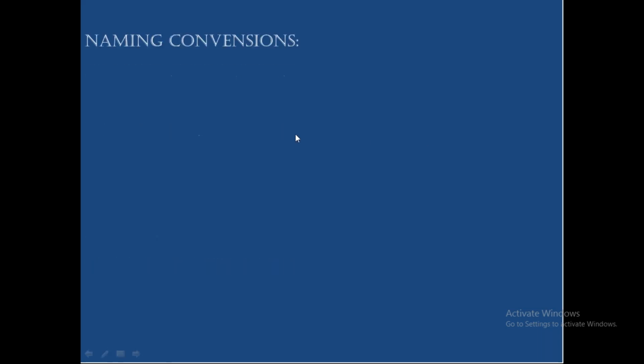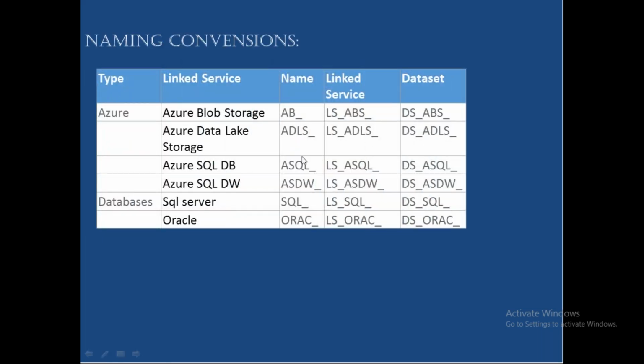Okay. So now you see the naming convention. Suppose if you want to create a linked service for blob storage, ls_azure blob storage. If you want to create a data set for blob storage, ds_azure blob storage. If you want to create a linked service for Data Lake Storage, ls underscore Azure Data Lake Storage, and a data set for Azure Data Lake Storage, ds underscore adls underscore.